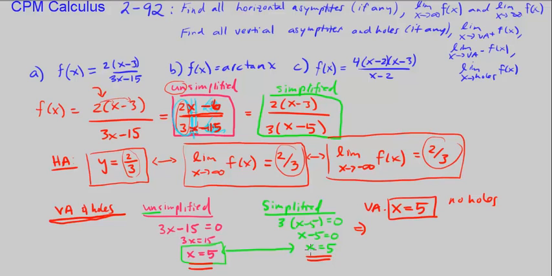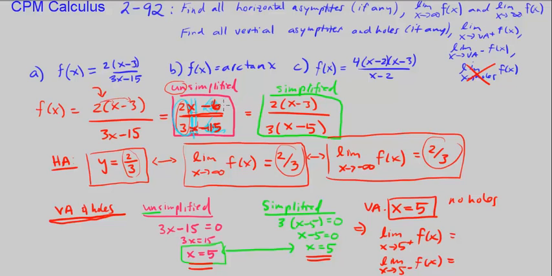Okay, so then we're asked to find the limit, right? So we don't have any holes, but we still want to find the limit as x approaches our vertical asymptote 5 from the right of our function, and the limit as x approaches 5 from the left of our function. Okay, so as it approaches it from the right.